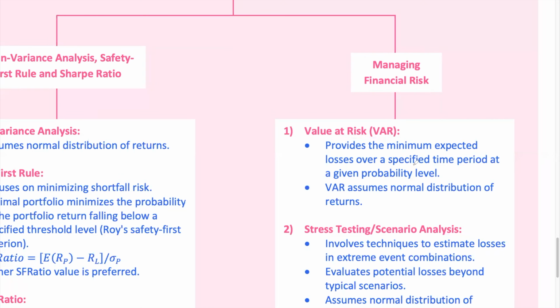For example, a 1-week value at risk of $10 million with a 5% probability implies that the portfolio is expected to lose $10 million or more in a single week, 5% of the time. Value at risk can be estimated using the variance-covariance method, which assumes that returns are normally distributed.